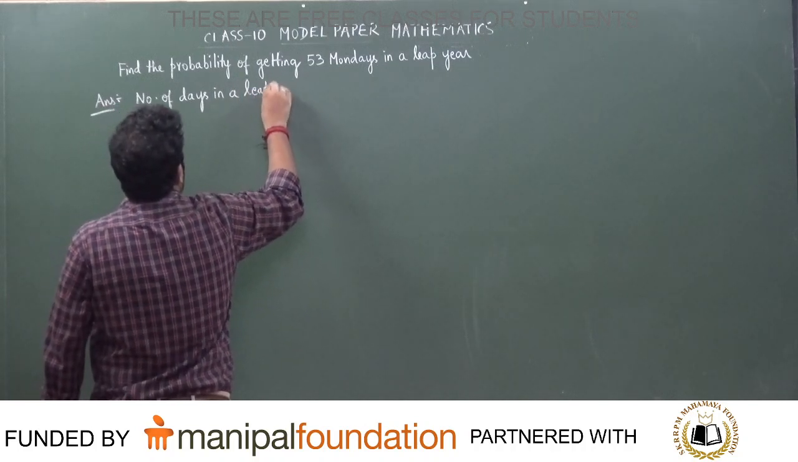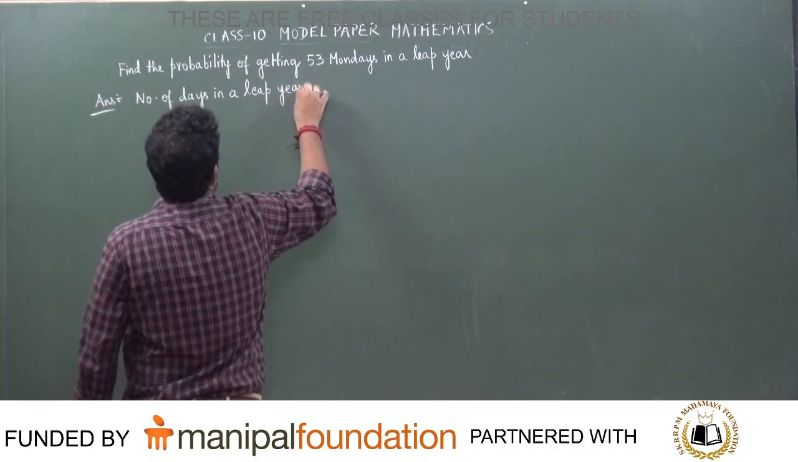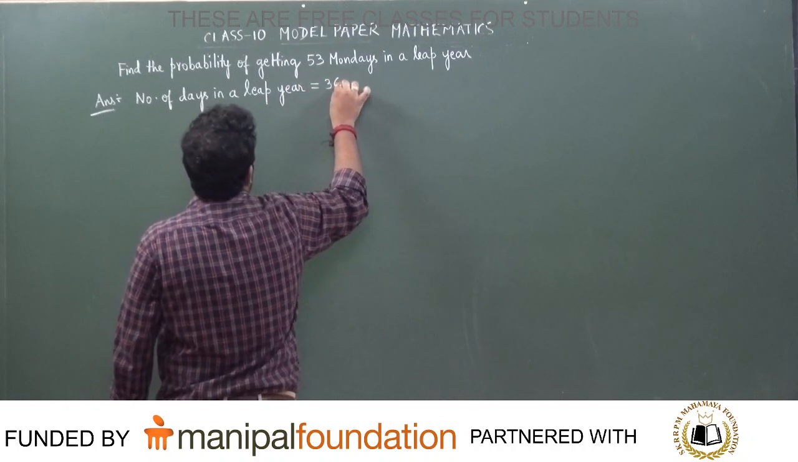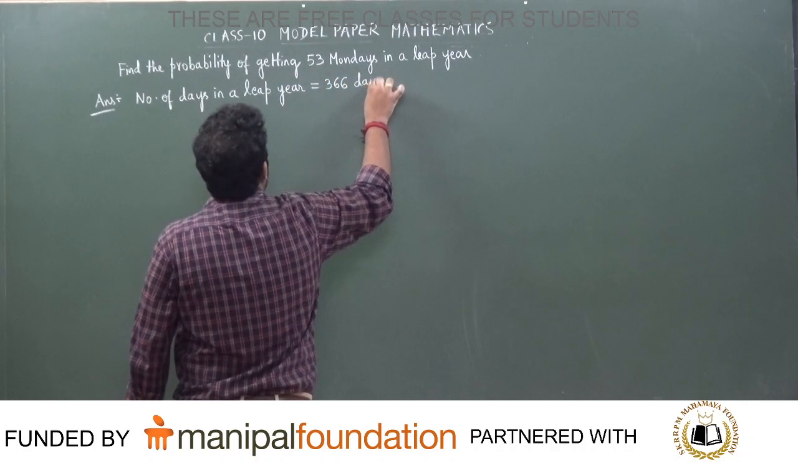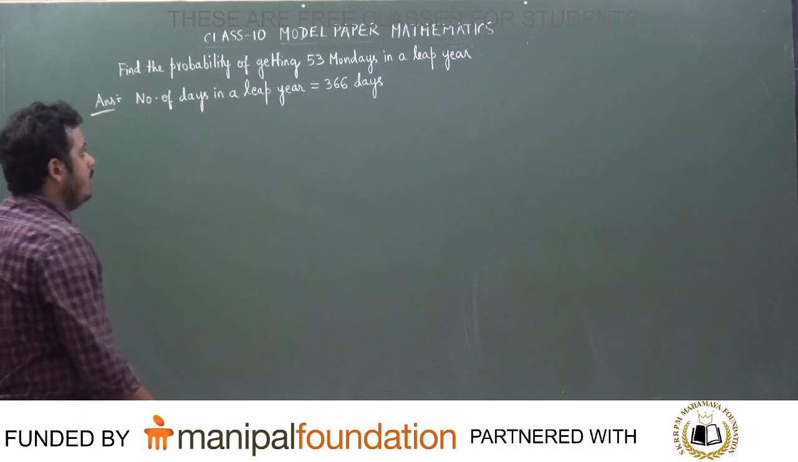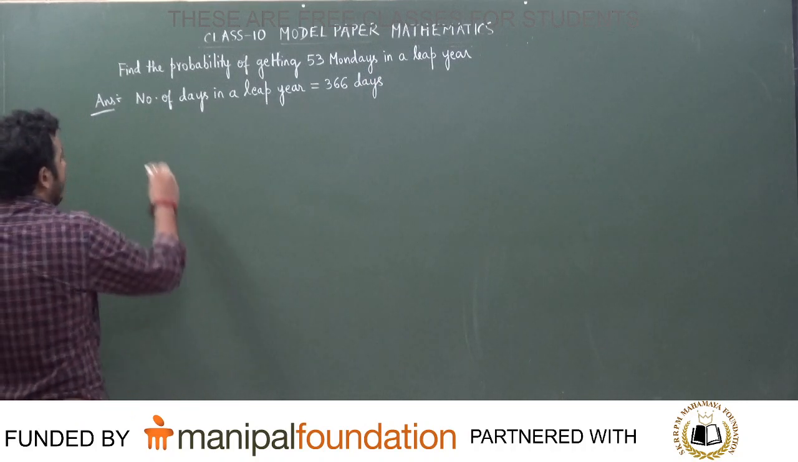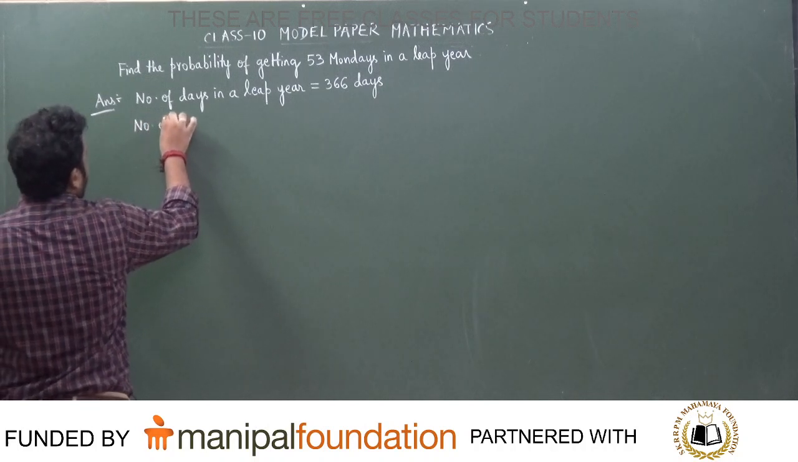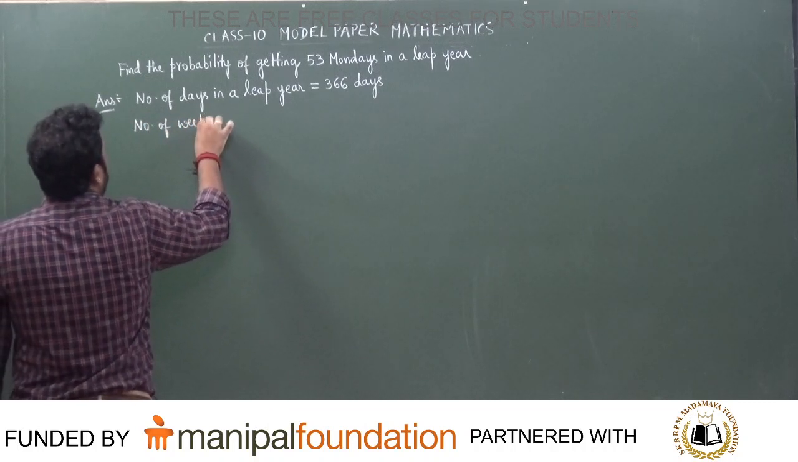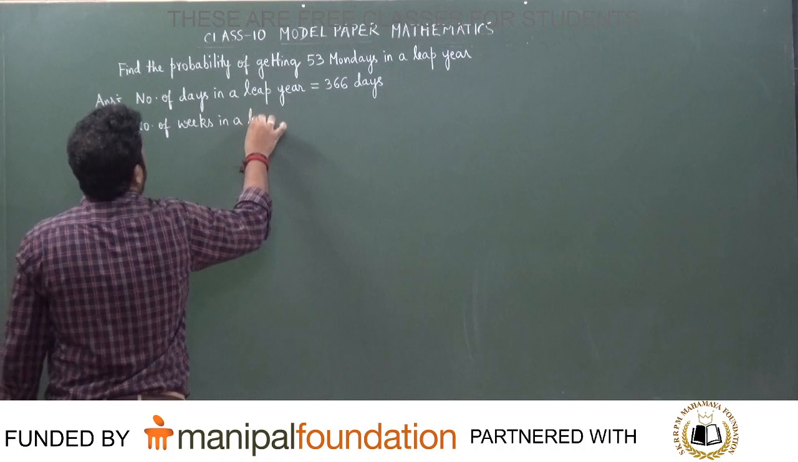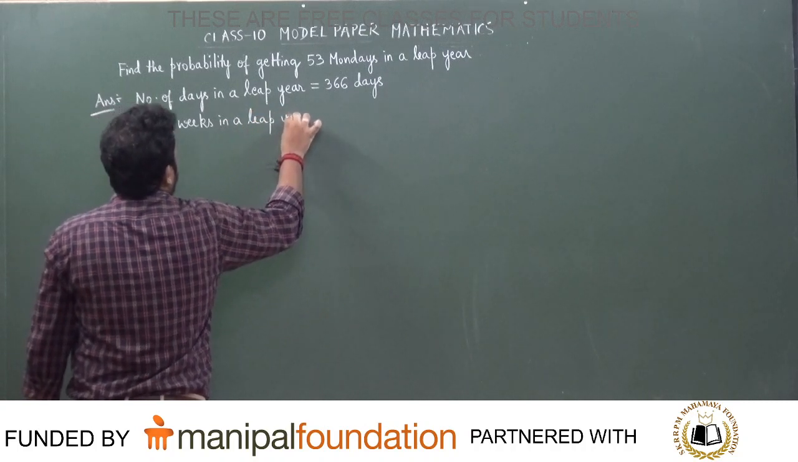Leap year means it comes once in 4 years. So 1 day extra, 365 plus 1. Number of days in a leap year is 366 days. Now the question is on Monday. Monday is a weekday. So can you tell me the number of weeks in a leap year? How many weeks are there, students?